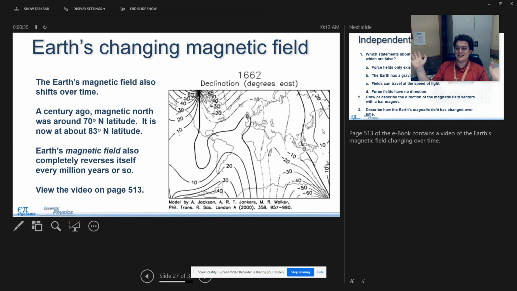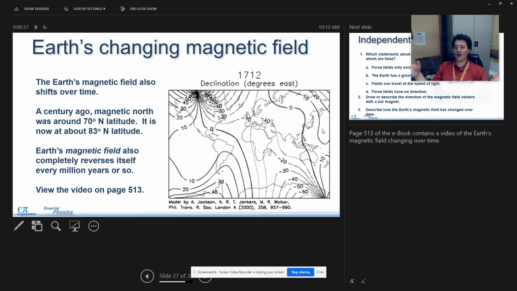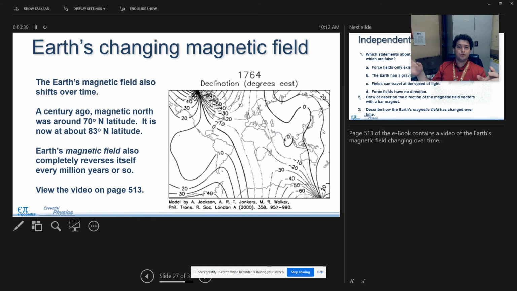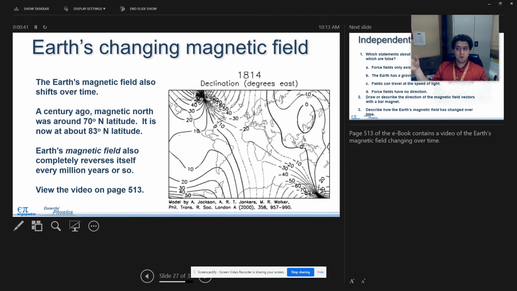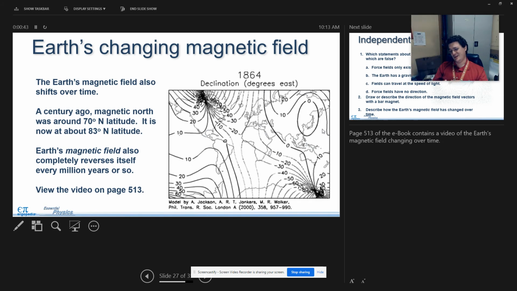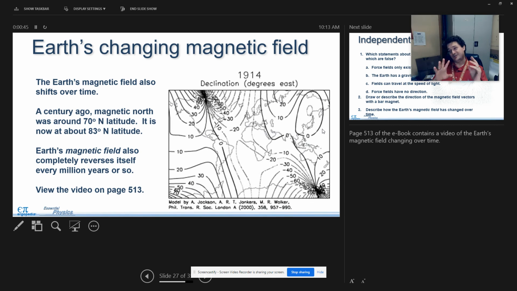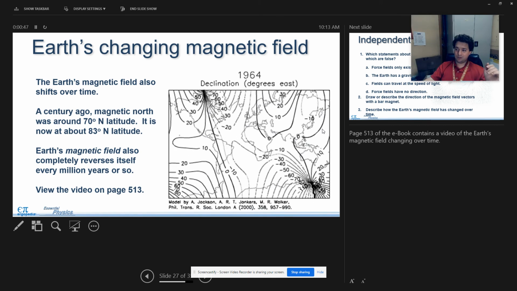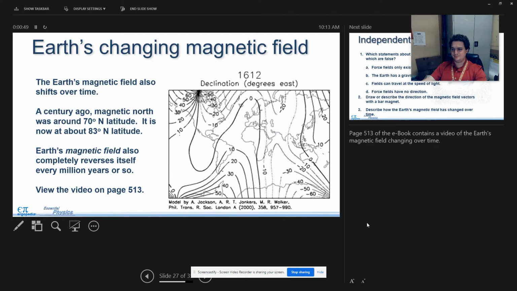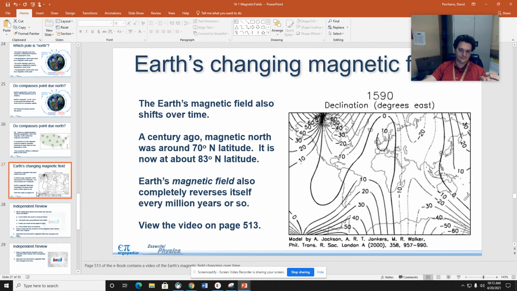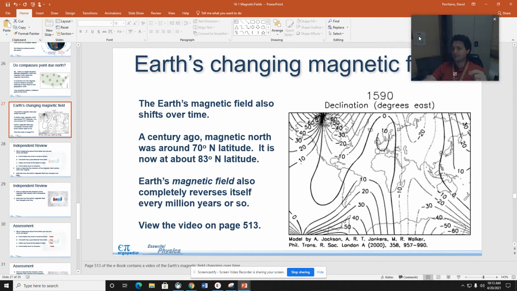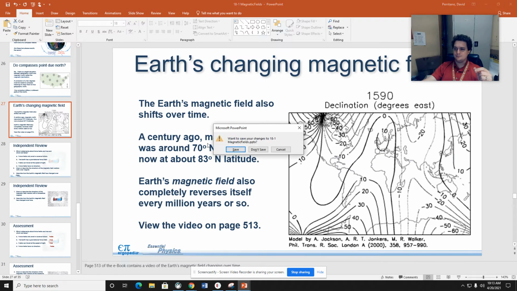We actually have no idea what happens to the Earth when the magnetic poles flip. No clue what happens. We do know about a million years or so ago was an ice age. Could they be connected? Who knows? Who knows? That's magnetism. That's the basics of magnetism for us.